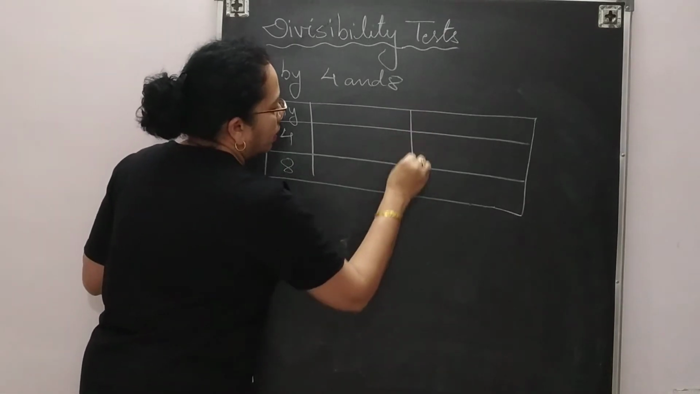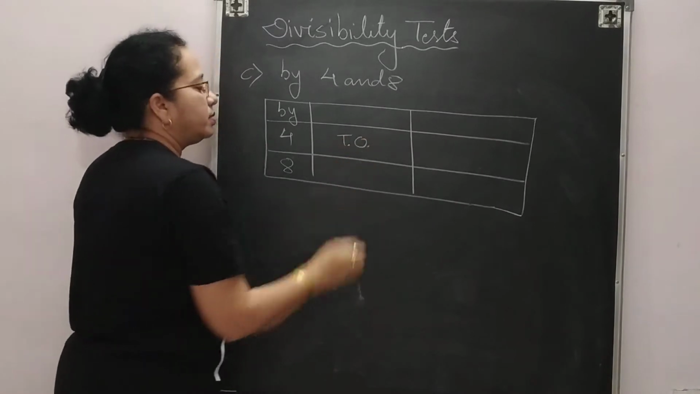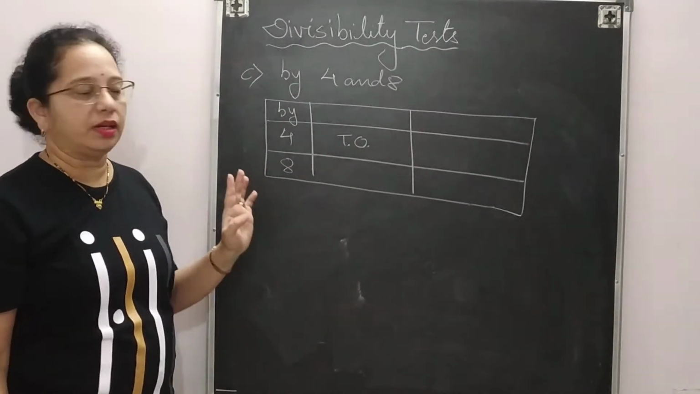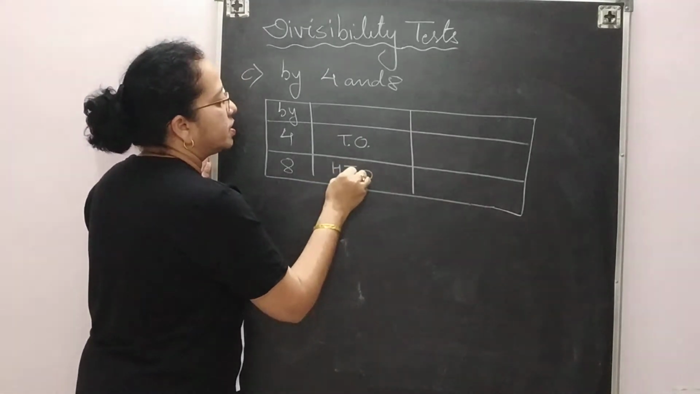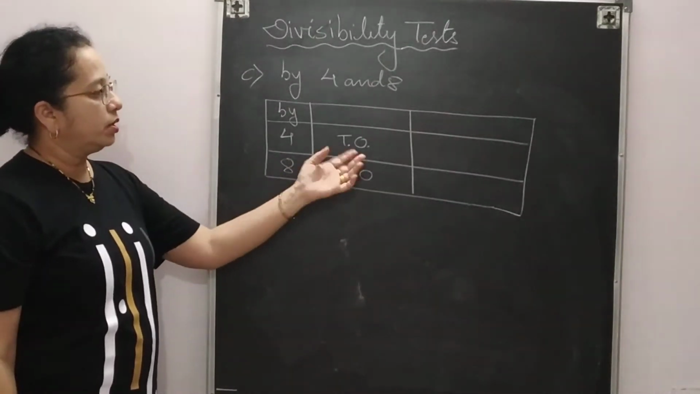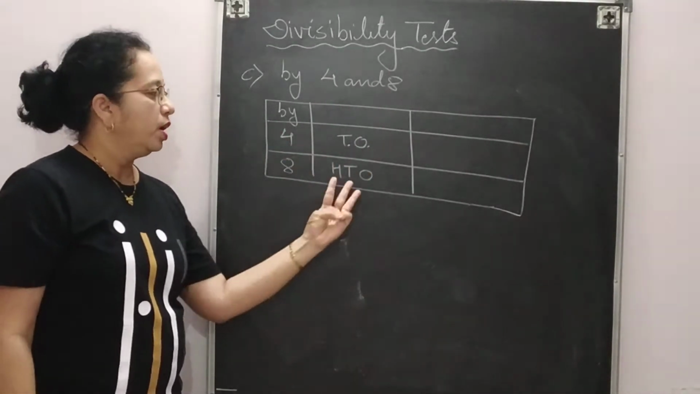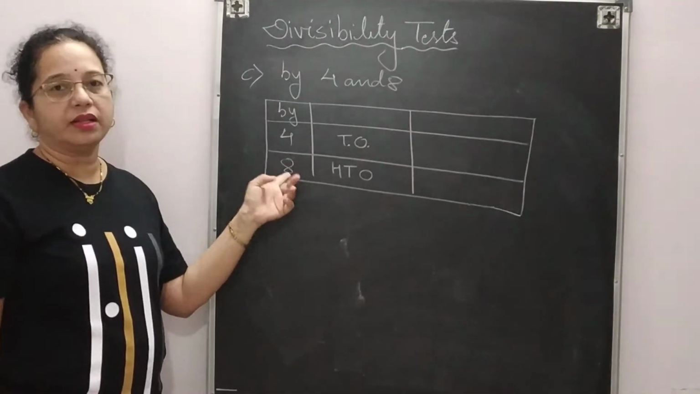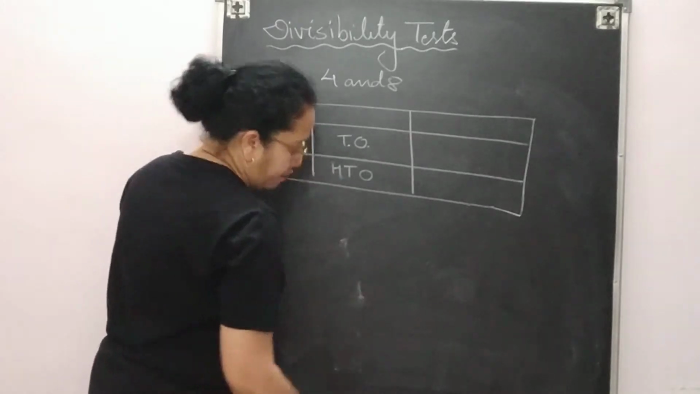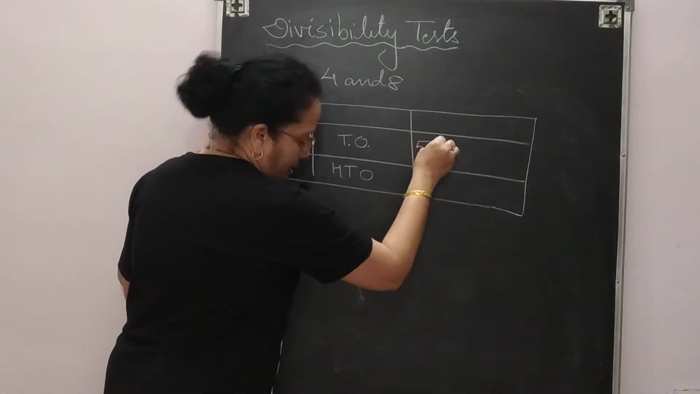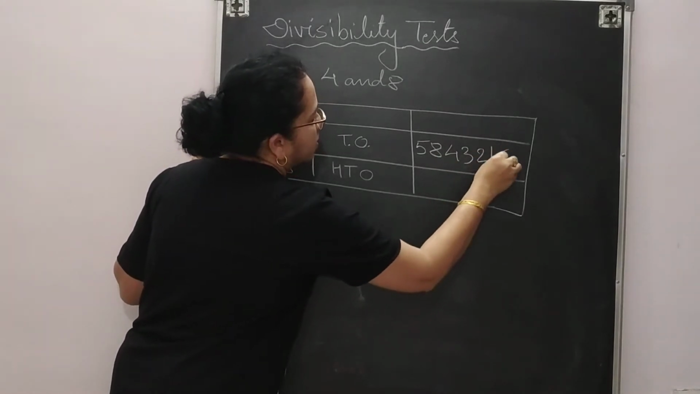By 4 we always take the last two digits, that is the tens and ones place digits. For 8 we check the last three digits, that is the ones, tens and hundreds place digits. If these two digits are divisible by 4, the given number will be divisible by 4. If the three digits are divisible by 8, then the given number will be divisible by 8. Let me write down the example. 5, 8, 4, 3, 2, 1, 6.